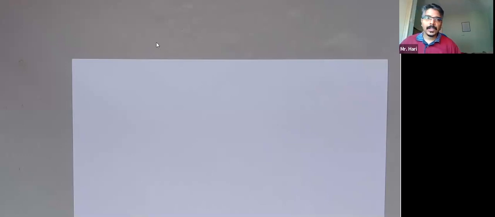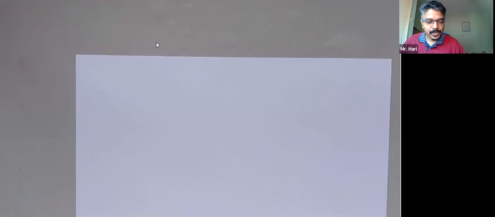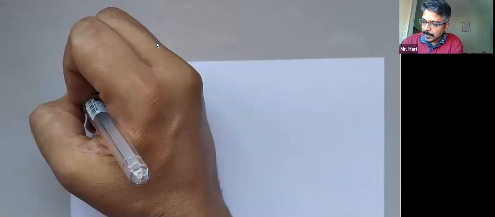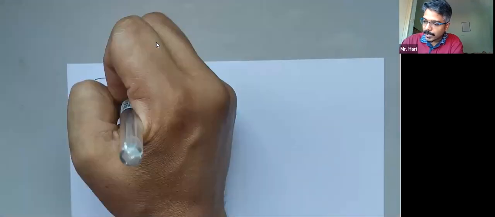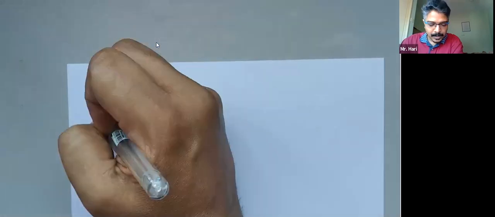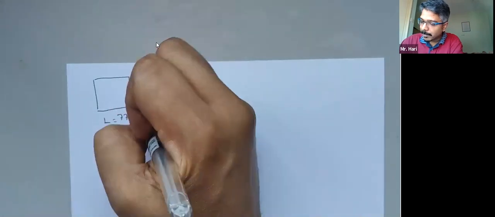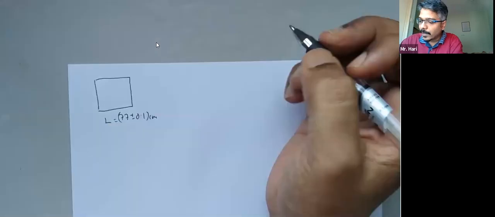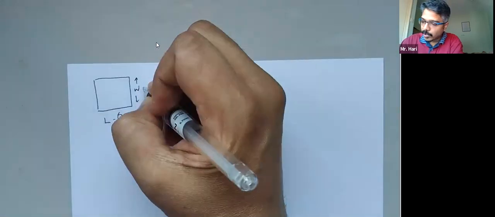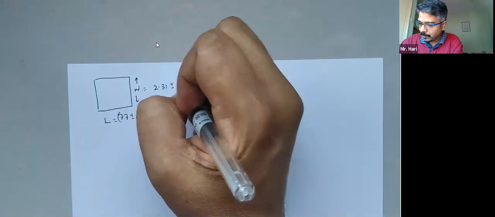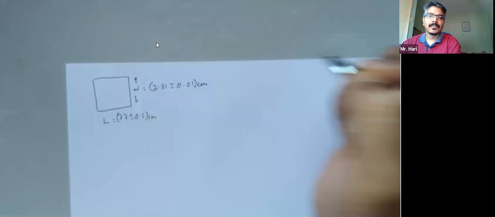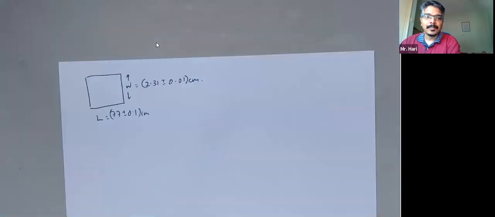Okay, I'm going to show you another method of measuring the absolute uncertainty if you're not going to use the formulas that involve the fractional error. Say, for example, we have this object where the length is 7.7 plus minus 0.1 centimeter measured by a ruler, and the width is say 2.31 plus minus 0.01 centimeter being measured by a vernier caliper, right?